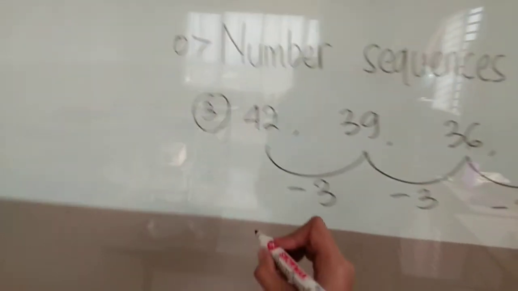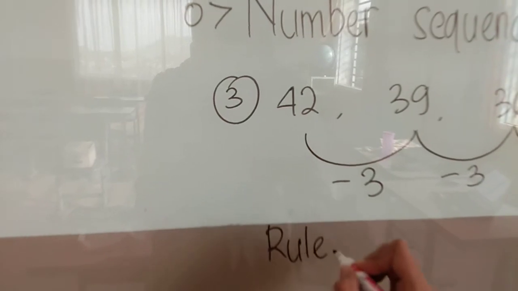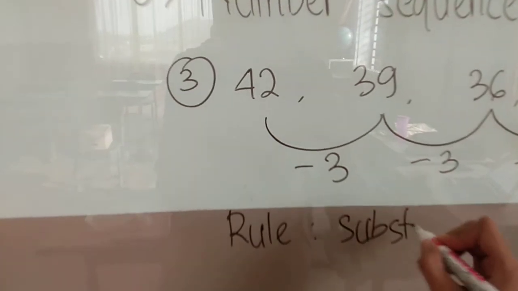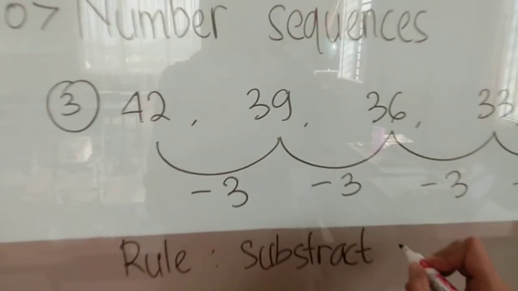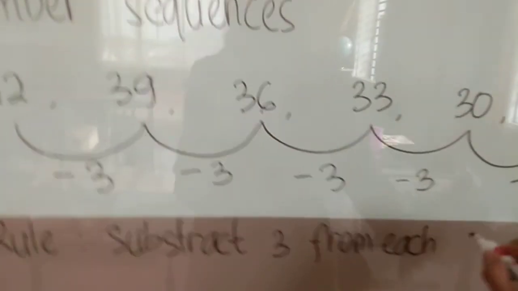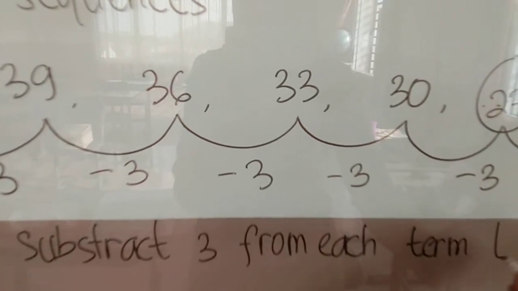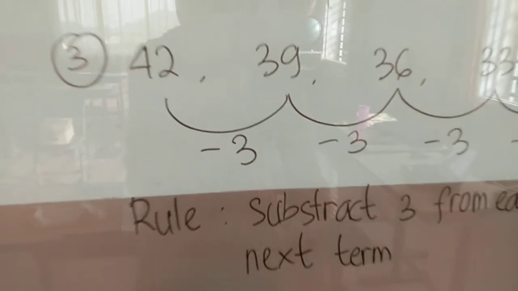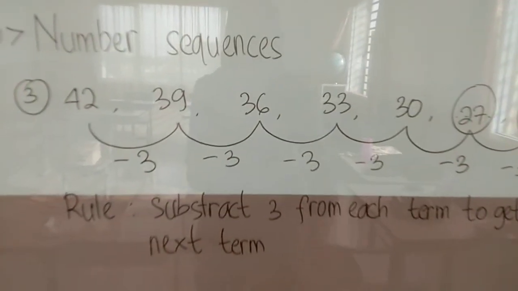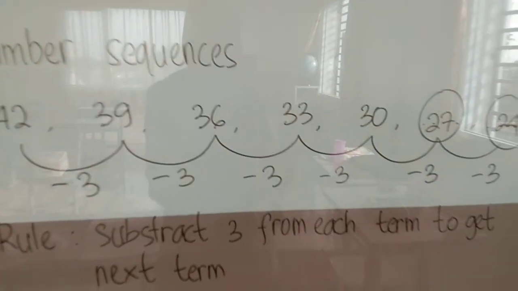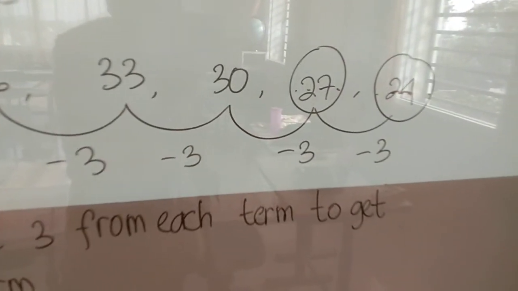Okay, so what about the rule? State the rule. So if you have to state the rule, it is about subtract. This is the rule, yeah. Subtract 3 from each term to get the next term. Jadi kita harus kurangkan 3 dari setiap bentuk-bentuk ini untuk mendapatkan bentuk berikutnya. And then the next two terms are 27 and 24.